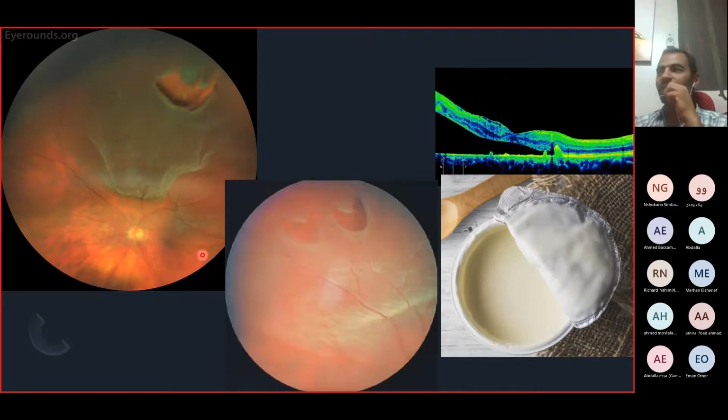What's the problem if the macula is detached? Why do we consider it? Outcome? Exactly. If the macula is detached, the patient will have a poorer visual outcome. So the final visual acuity will be worse, and the metamorphopsia will be worse.